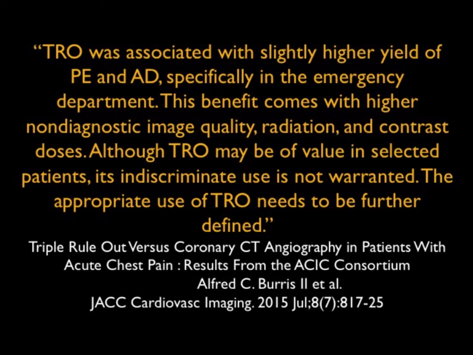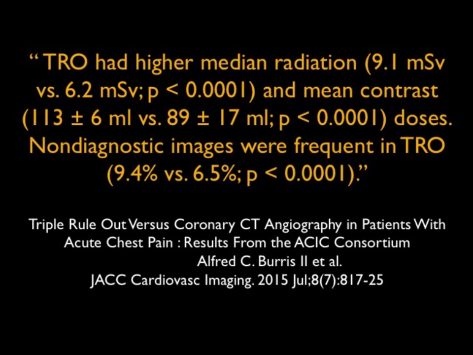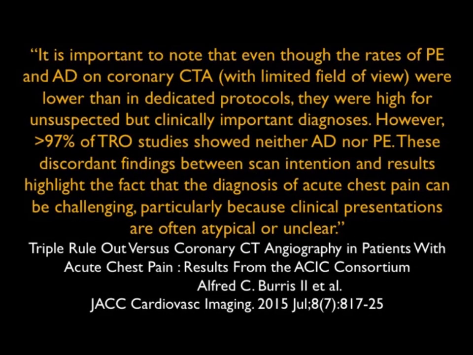In that article, Alfred made the point that you should consider triple rule-out when clinical features and initial lab data raise concerns for obstructive coronary artery disease and PE or aortic disease. So again, they try to create this algorithm where you put patients into 3 different categories: high, intermediate, and low. They commented on some of the issues with radiation dose. They also commented that it's somewhat of a challenge: 97% of triple rule-out studies showed neither aortic dissection nor PE, which goes back to some of the earlier articles as well, that the most common thing we see in a triple rule-out study is coronary artery disease.